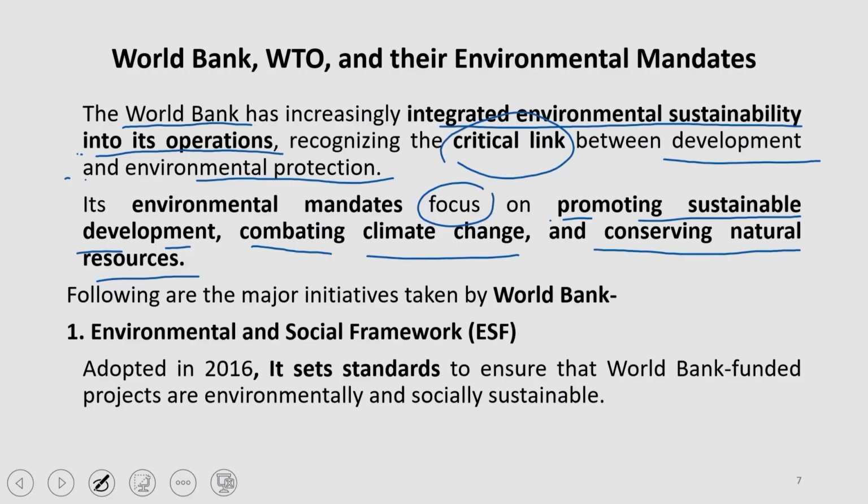So here we can see some of the major initiatives which are taken by the World Bank. And here firstly we can see the Environmental and Social Framework, that is ESF, which was adopted in 2016, and it sets standards to ensure that World Bank funded projects are environmentally and socially sustainable. It also includes portions like environmental assessment, biodiversity conservation, pollution prevention, and community engagement. And here borrowers must conduct risk assessments and develop mitigation plans to address environmental and social impacts.